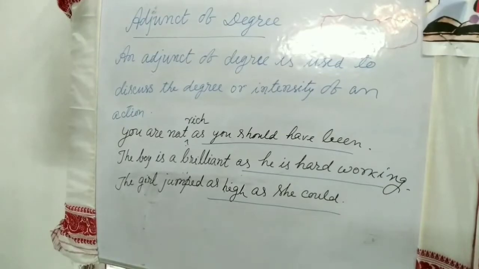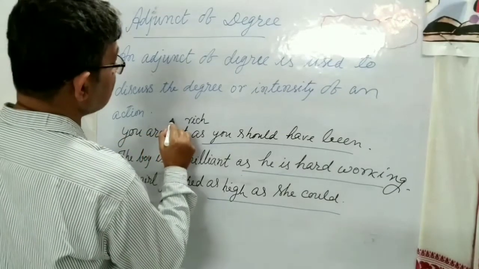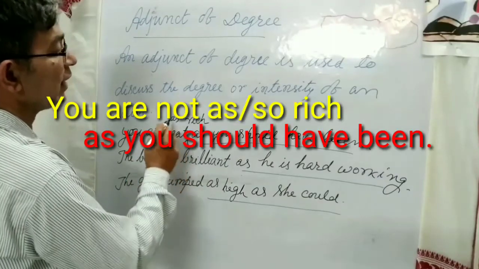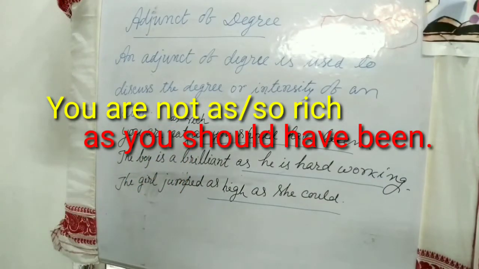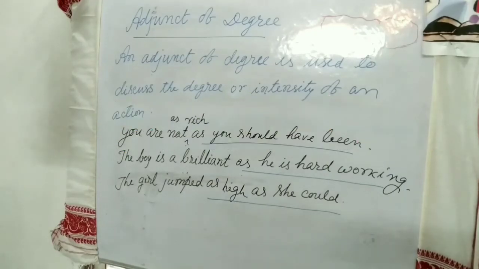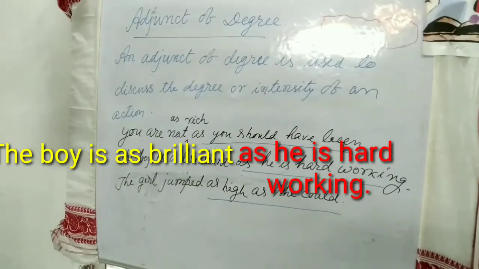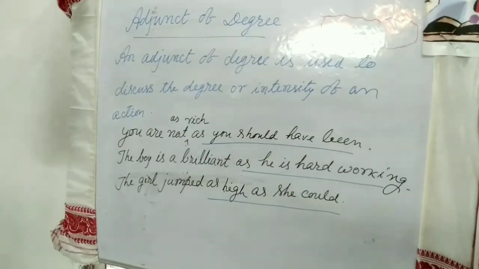The meaning will be clear here. Actually, we should place an as here: you are not as rich as you should have been. And similarly, the boy is brilliant as he is hardworking. He is hardworking, and with equal intensity he is also brilliant. That means he is as hardworking as he is brilliant. If you compare his brilliance and his hardworking nature, both are of the same intensity, the same degree.